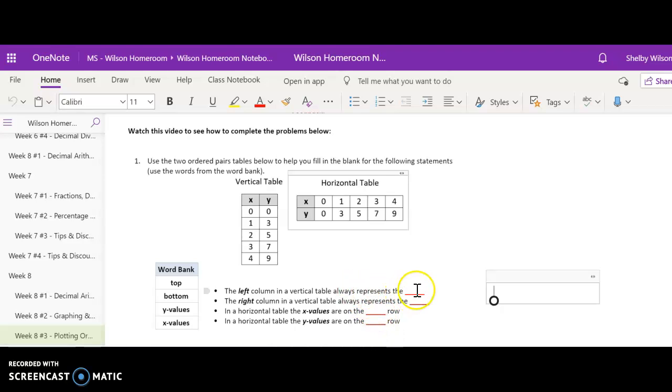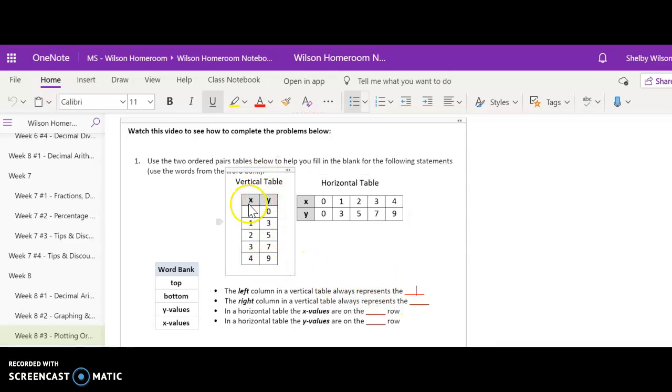So we want you to use these two tables to help you answer these four statements over here. So for example, the left column in a vertical table always represents the what? Well, if I look at the vertical table and I look at the left column, it looks like the left column is specifically for X values. That's one of the words in your word bank, so that's what you can type in right here. Okay, so make sure you do that for all four of those.